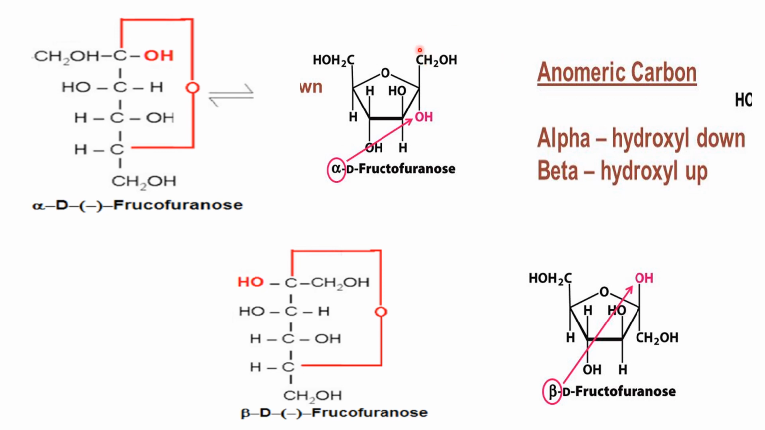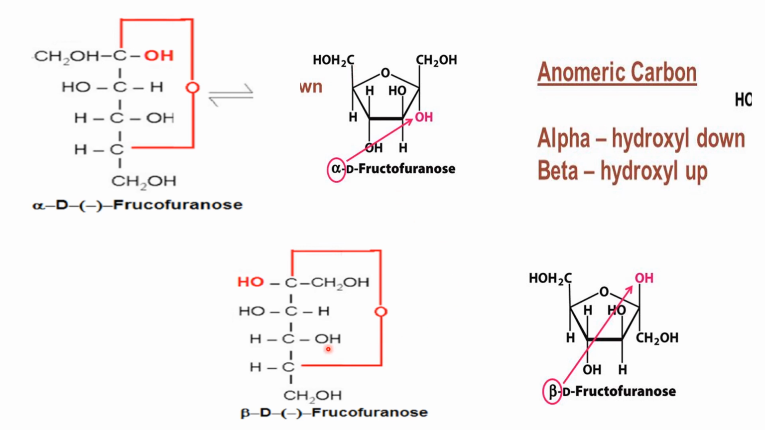Here also first, second, third, fourth, fifth, sixth. So the second carbon atom and the fifth carbon atom are connected. Here the OH group is on the right hand side, below the plane. H group, right hand side, below the plane. OH group, right hand side, below the plane. Here H is down, and since the CH2OH group is a bulky group, it is above the plane.